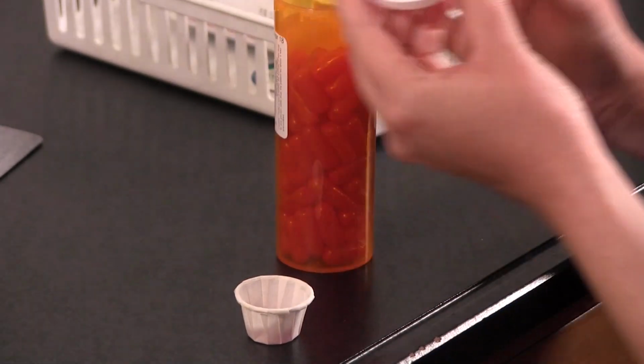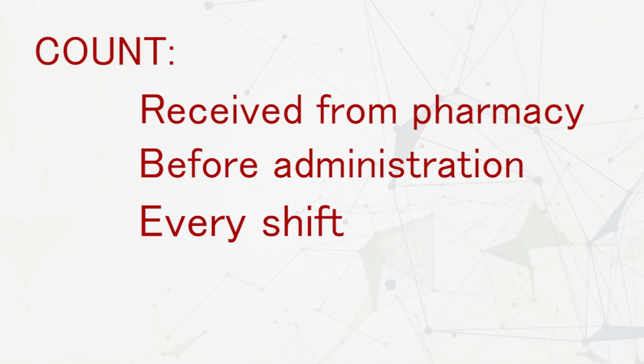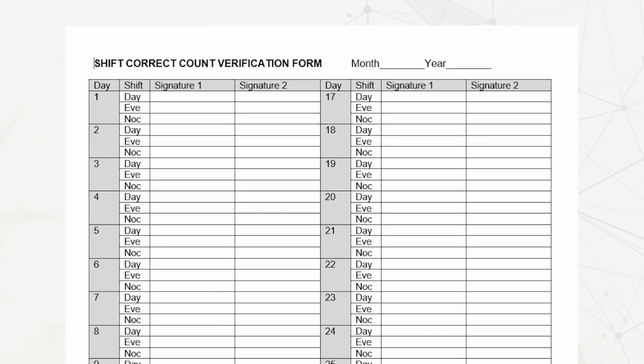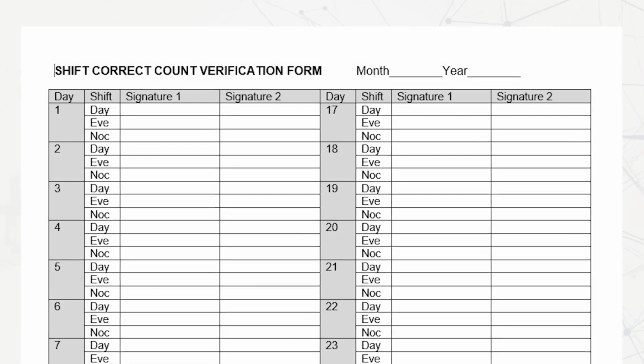Controlled medications should also be counted at change of shift, whenever keys are passed from one staff member to another. Both persons must be present for the count, and both should document on the controlled substances record.